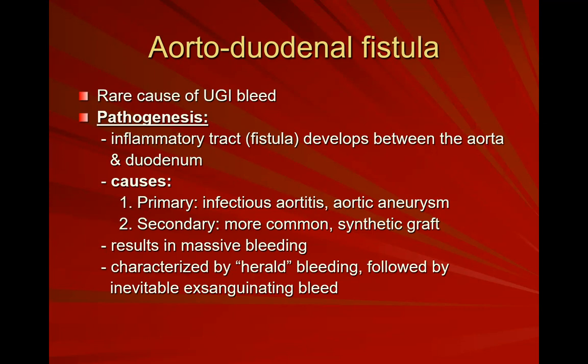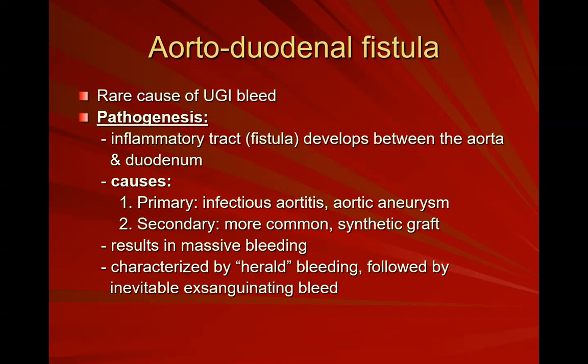Inflammation. Okay, so there should be an inflammation, as in Crohn's disease. Also, we will see over here an aortic graft which is inflamed, and then it causes an abnormal connection between the aorta and the duodenum. Okay, so as you can see over here, the pathogenesis: an inflammatory tract, which is a fistula, develops between the aorta and duodenum.